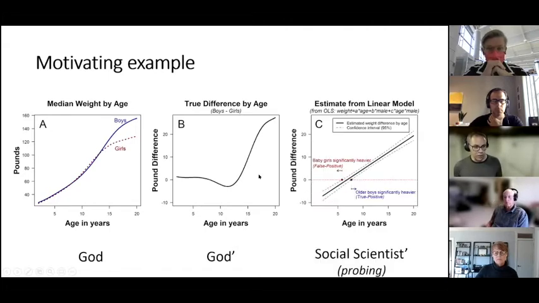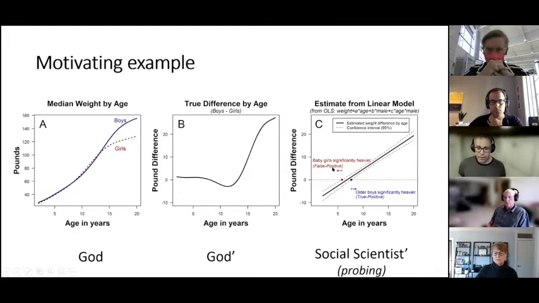And this is what a social scientist would estimate if using a linear regression, right? Because they would fit a linear regression, and in this case this would be a flat line, or this would be Johnson-Neyman. And what he would say is, this is the pound difference. So you would say, all right, if I'm fitting a straight line, I'm going to predict that baby girls are significantly heavier than baby boys.